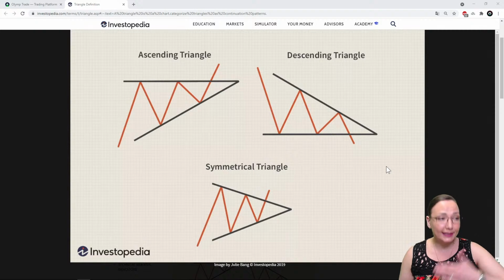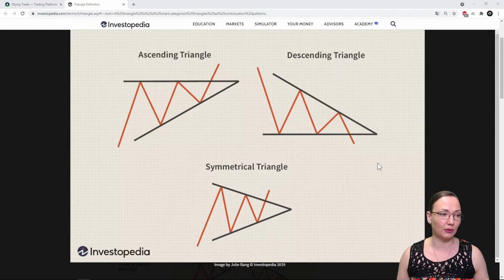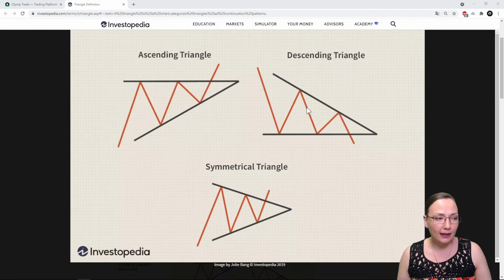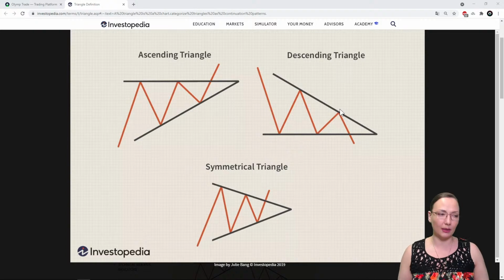Likewise, we have the descending triangle, and this is the flip side. So we have a downtrend that has a retracement, meets a resistance, making lower highs, but we're at the support, and then we have a breakout.